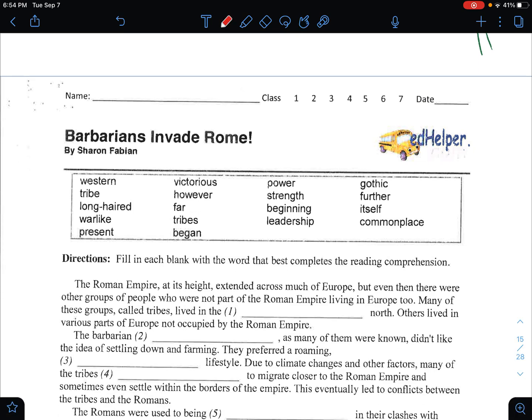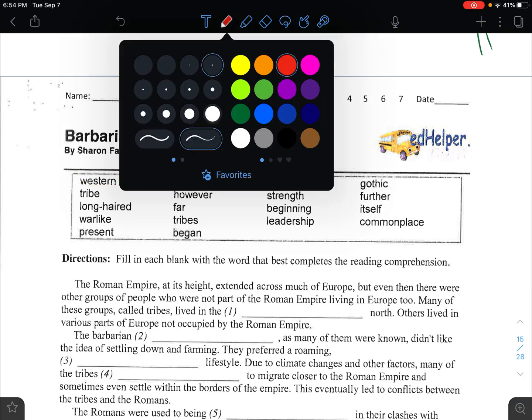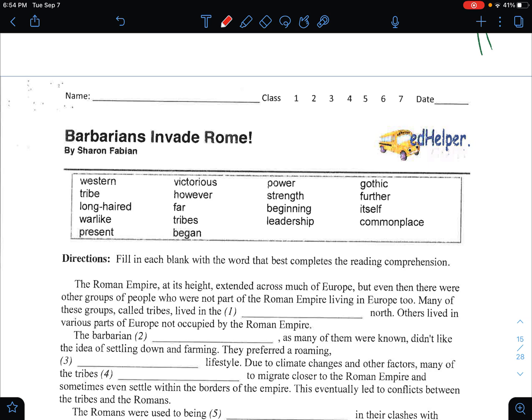Let me do a little bit of the reading for you. Fill in each blank with the word that best completes the reading comprehension. Some of these you might already know, so before you do the reading, start thinking about what these words mean. Western refers to the Western Roman Empire. A tribe, you might not know what that means, and that's okay. Long hair, warlike. Warlike is someone that likes to be in war, someone that participates in a lot of war. Present means today. Victorious comes from the word victory. However, far, tribes. Began, power, strength, beginning, leadership.